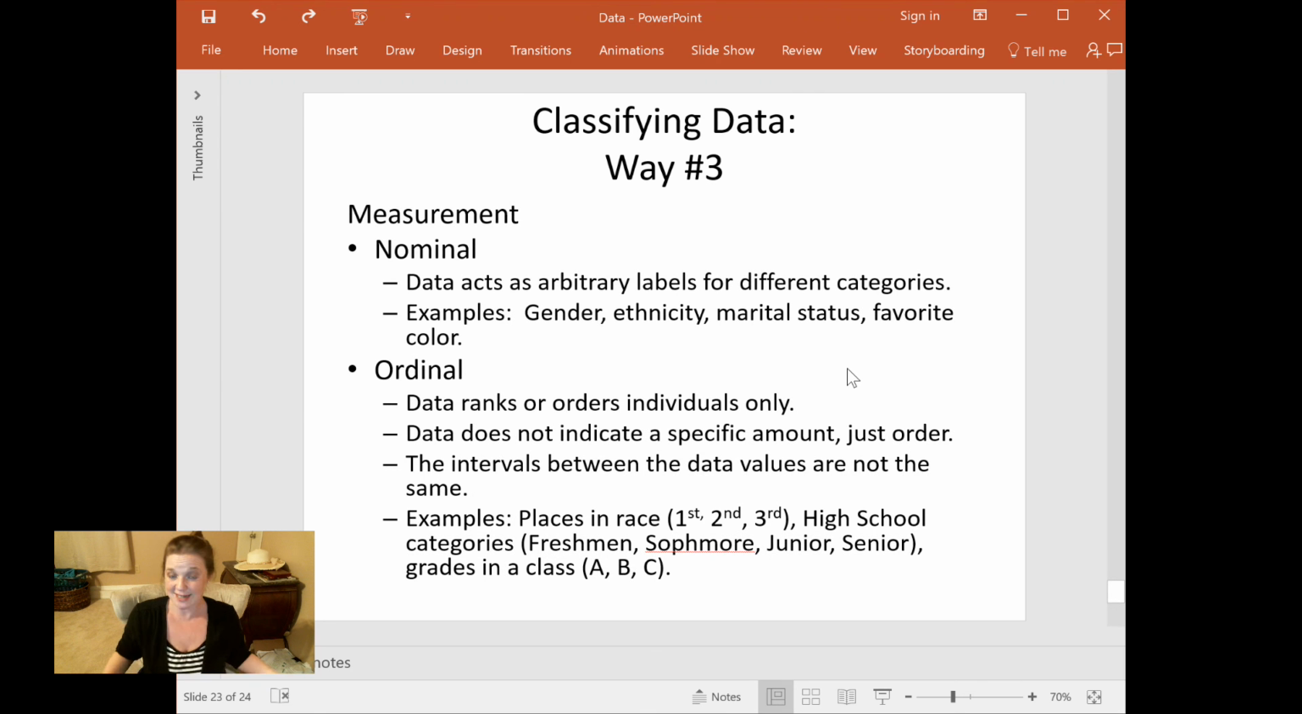So, what is it? Nominal. Nominal is sort of just another word for qualitative, categorical. That one we already learned? Yep. Nominal is just another word for that. So gender, ethnicity, are you married or not? What is your favorite color? What kind of car do you drive?